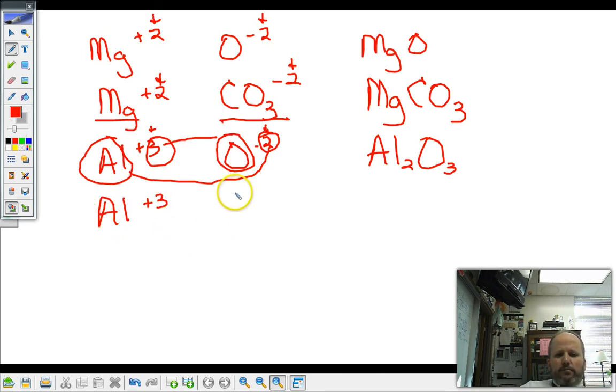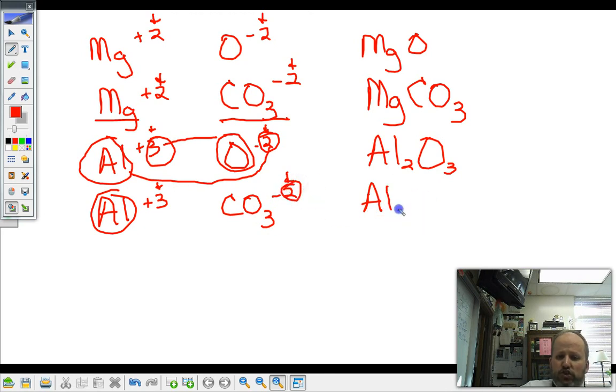We're going to do aluminum with a +3, but let's use carbonate like we did in the previous problem. We are now going to say aluminum with a +3, CO3 with a -2. Let's do this like we've done every problem we've ever done. Al +3, CO3 -2. Are the numbers in the charges the same? No. Can they be reduced? No. So now Al, what number do we put behind it? 2. Here's where we got to be careful.